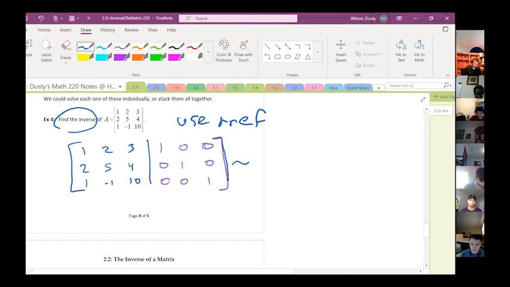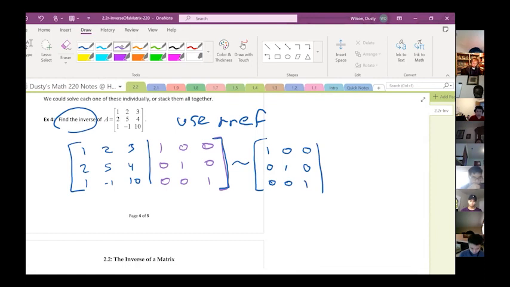Okay. So when you row reduce this, which you can do on your calculator, you're going to get 1, 0, 0, 0, 1, 0, 0, 0, 1 on the left. And on the right, I did this in advance, in my notes, you're going to get 54, negative 23, negative 7, negative 16, 7, 2, negative 3, 3, 1.